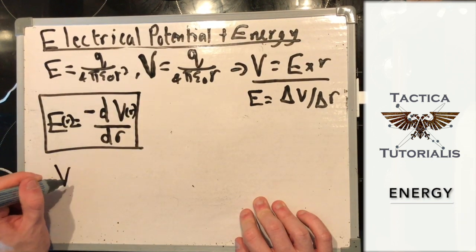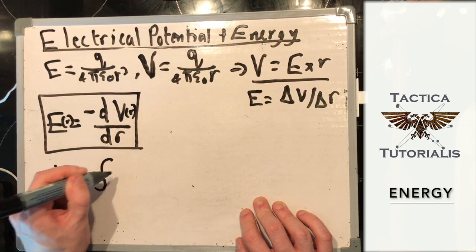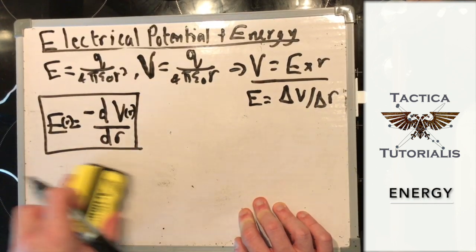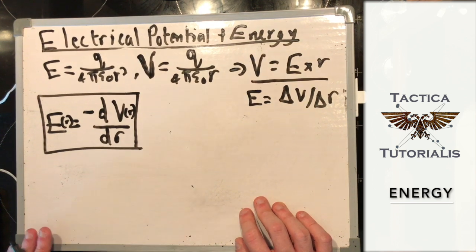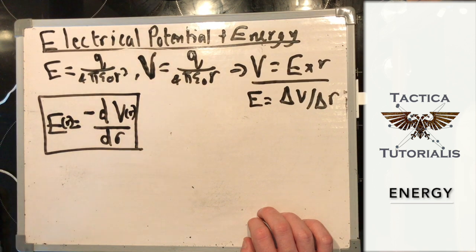You may also want to see that V is therefore going to be minus the integral of E dr. If you really care, I'm going to write that there and then get rid of it. But I don't think you'll need to see your integrals at this stage, but it's worth knowing because I think it's useful. So that's that.